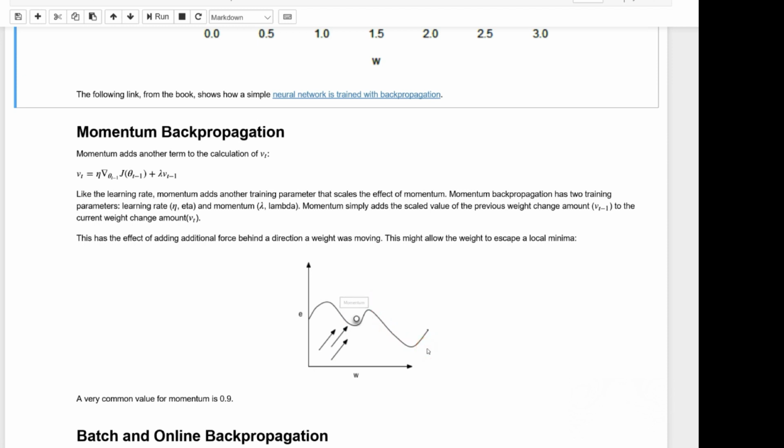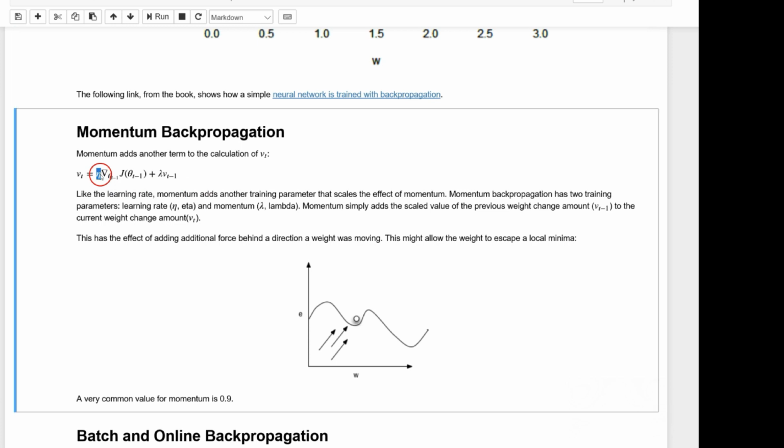Momentum, just as its name implies, you can think of these weights as moving through high dimension space. Momentum just gives the weight a push and continues that push as it maintains its momentum. This is the formula for momentum. Now we have 2 hyperparameters. We have eta, which is the learning rate, but we also have lambda, which is the momentum rate.